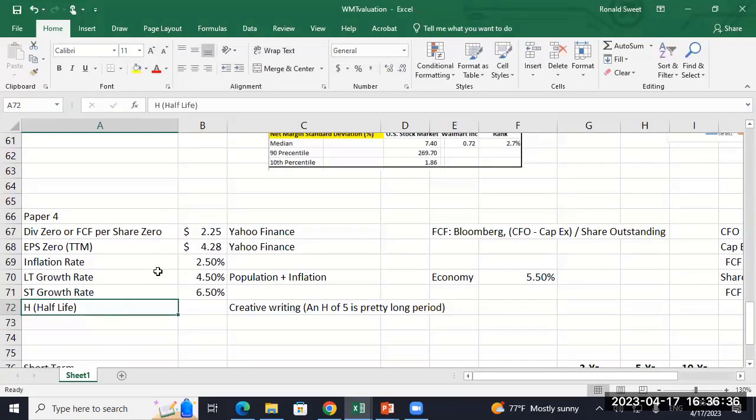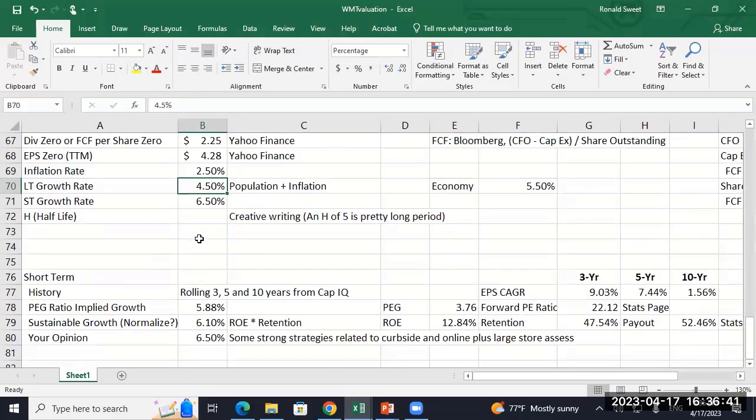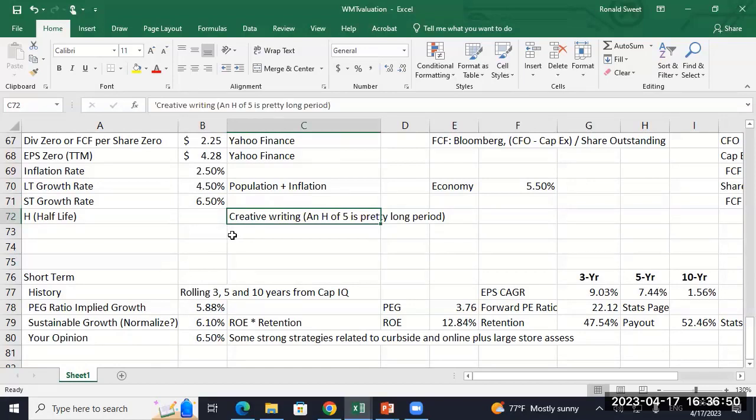What we're saying is, how long is it going to take to get from the 6.5% growth to the 4.5% growth? Whatever that number is divided by 2 is our H. So if it's going to take us 6 years to get from 6.5 to 4.5, then our H is 3. Just realize an H of 5 is pretty long, even for fast-growing companies. Historically, even the fastest companies grow fast for about 10 years, and then it starts getting really tough to grow those 30, 40%. So an H of more than 5, you're getting out there pretty extreme.